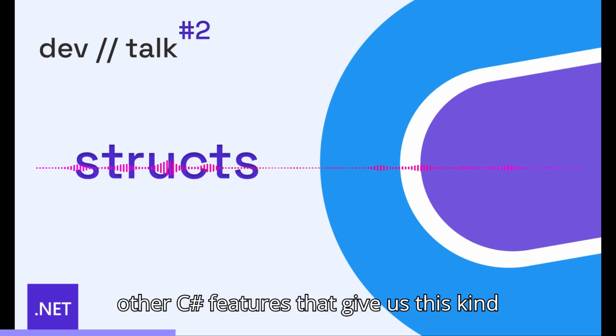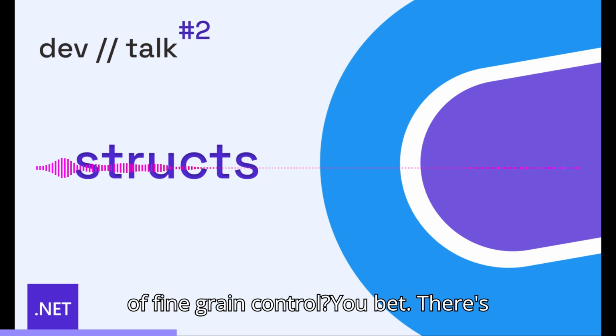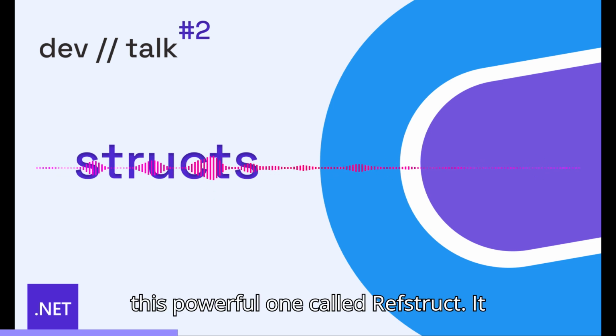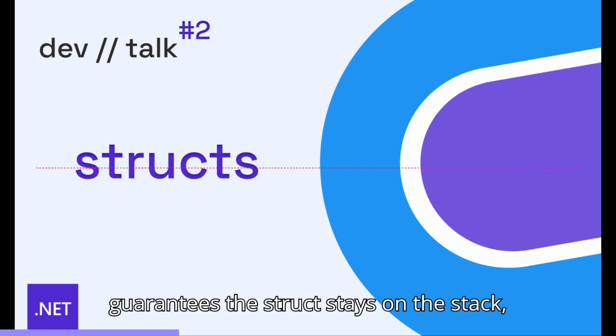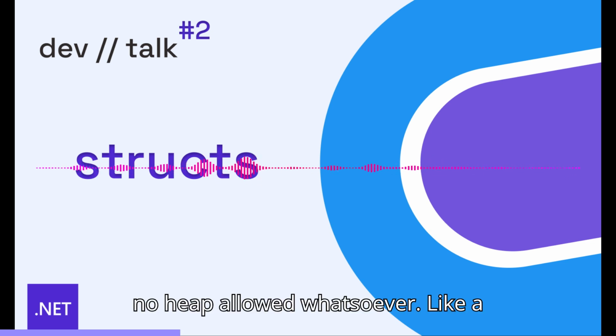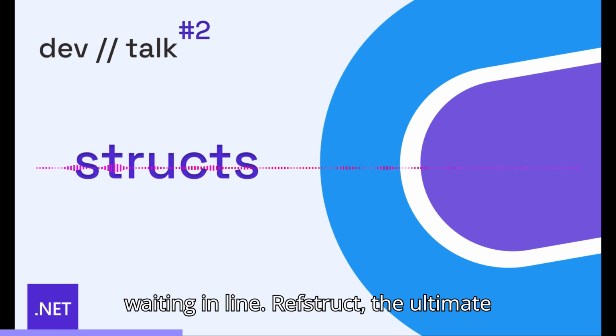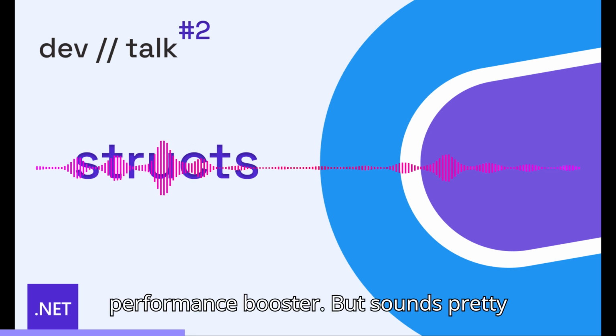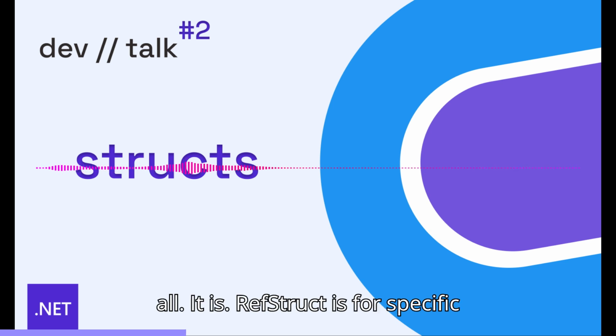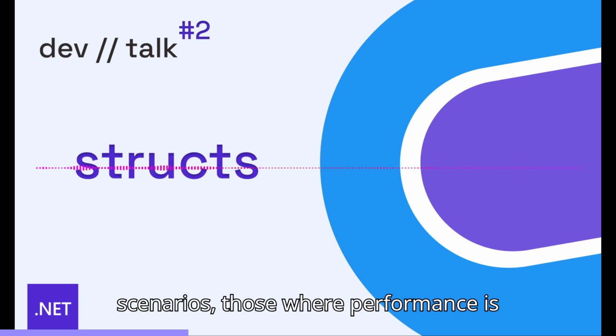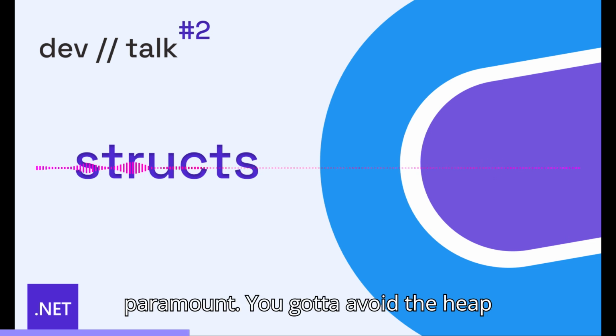Are there other C# features that give us this kind of fine-grained control? You bet. There's this powerful one called ref struct. It guarantees a struct stays on the stack, no heap allowed whatsoever. Like a backstage pass straight to the stack, no waiting in line. Ref struct, the ultimate performance booster. But that sounds pretty restrictive if it can't go to the heap at all. It is. Ref struct is for specific scenarios, those where performance is paramount. You gotta avoid the heap completely.